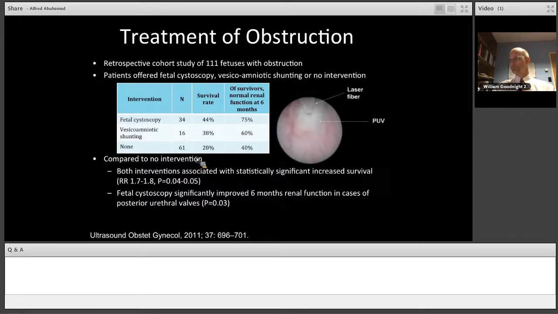Now, what happened with the cystoscopy? Is fetal cystoscopy better? Well, there is some evidence that suggests it is probably better, but I would be very cautious because we don't have a lot of data yet. This is a study that evaluated the intervention of conservative management versus vesicoamniotic shunting versus cystoscopy. And you see that for both interventions, there was a statistically increased survival. So again, babies would survive better, but only cystoscopy improved renal function in cases of posterior urethral valve.